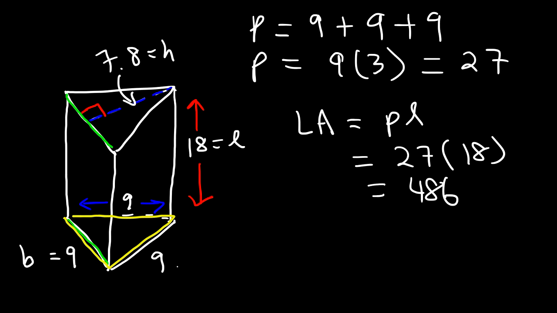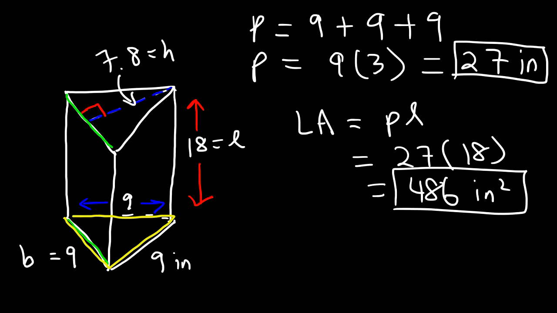So let's say if this was 9 inches, if everything was in inches, perimeter is just going to be in inches, 27 inches. Lateral area, any type of area or surface area, that's going to be square inches or square units. So that's the lateral area.